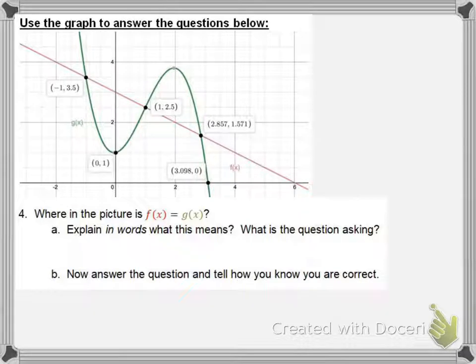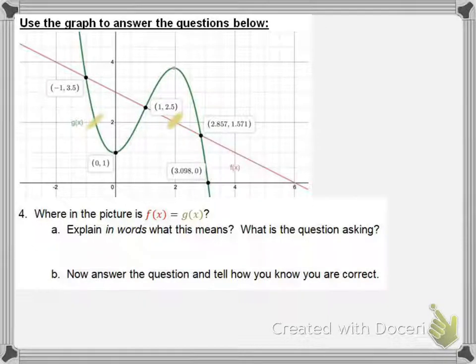The next one's asking, when are they equal to each other? So we're again talking about f of x and g of x, the y values at that point. I've had some people look at this kind of problem and say that this y value on the red one is the same as this y value on the green one. And they want to write that down.